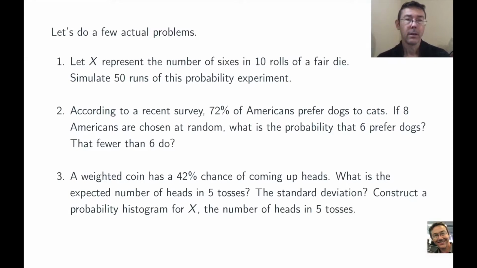Problem 2. According to a recent survey, 72% of Americans prefer dogs to cats. If 8 Americans are chosen at random, what's the probability that exactly 6 prefer dogs? That fewer than 6 do? In this case, we're computing probabilities in the binomial distribution. In the first case, it's a probability that we get a specific number of successes. In the second, it's a cumulative probability. So the first part here, we're going to use a dbinom, and in the second, a pbinom.